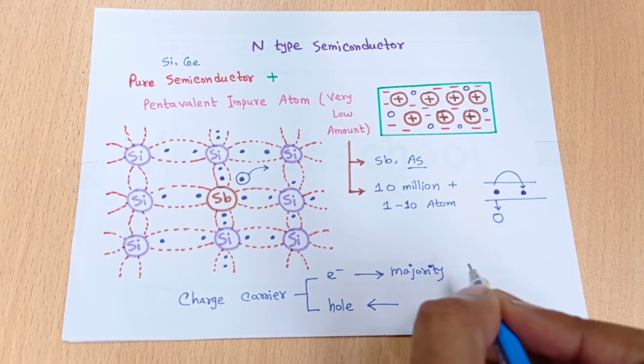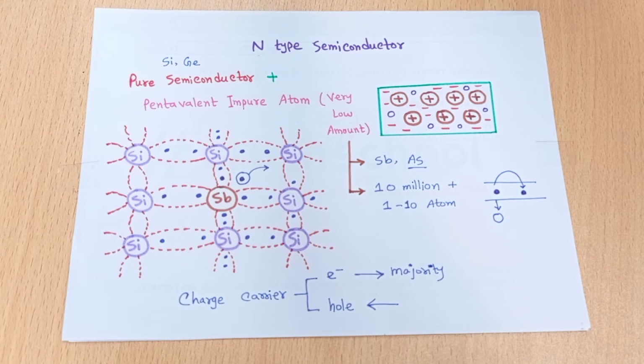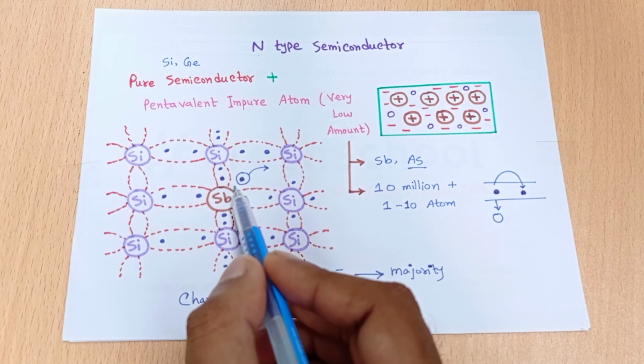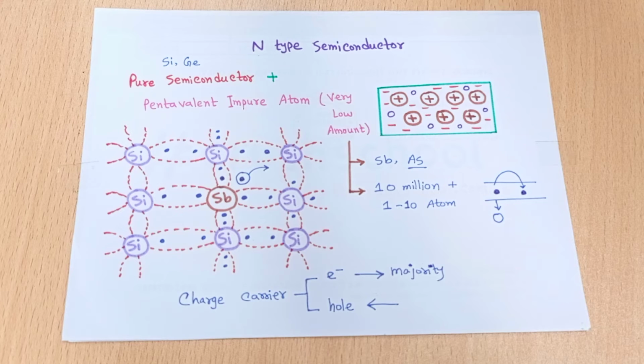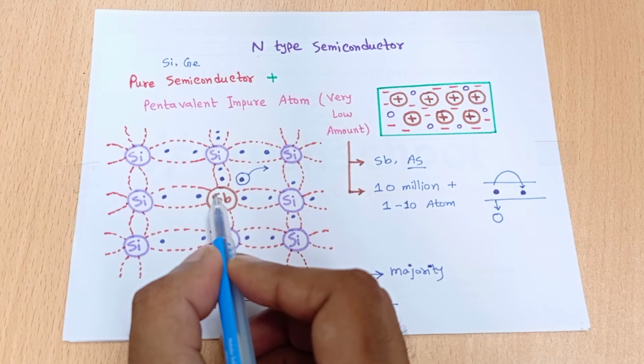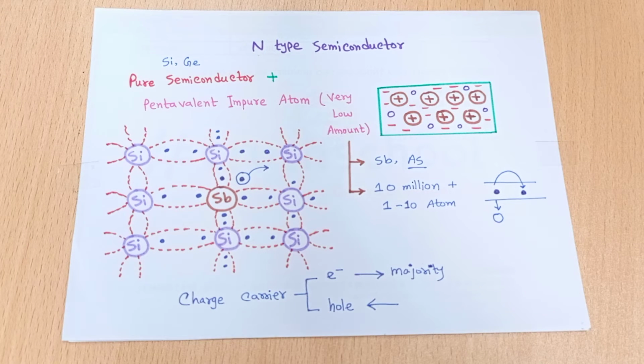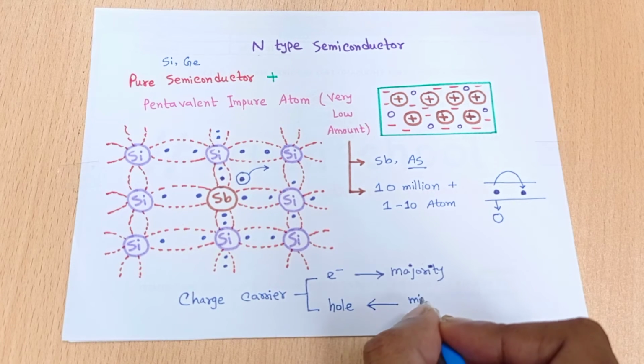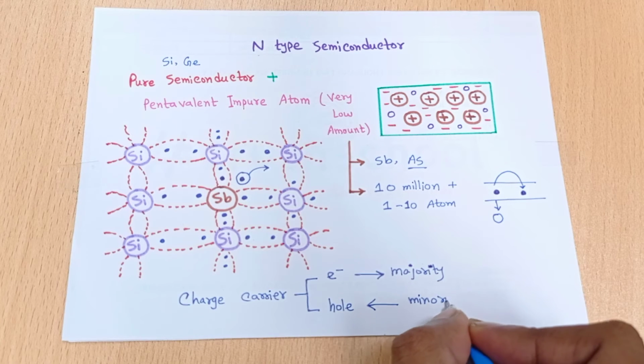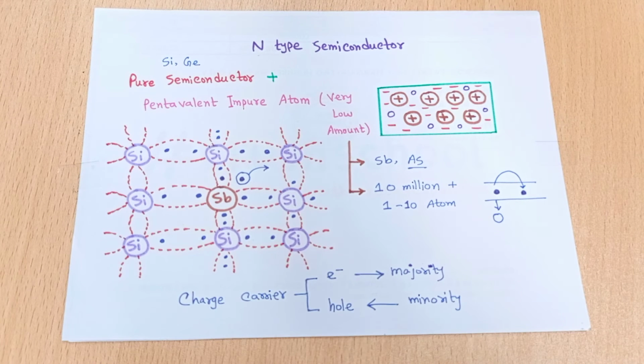Why is the hole the minority charge carrier? Because there is only a small amount of holes, there is no vast amount of holes, because you can see a most vast amount of electrons are set up, but not the same as the holes on this surface. That's why the hole is the minority charge carrier of the n-type semiconductor. So here is the picture of the n-type semiconductor.